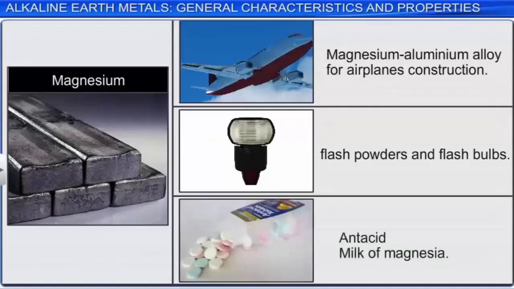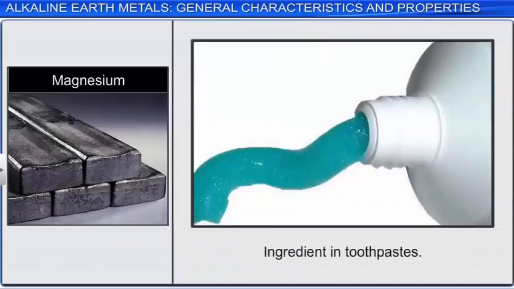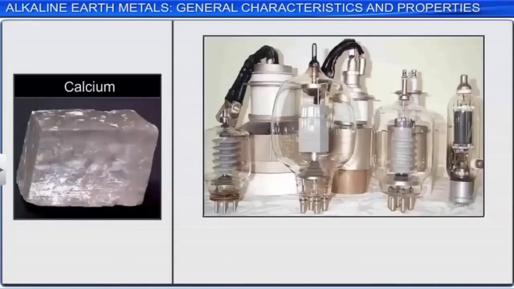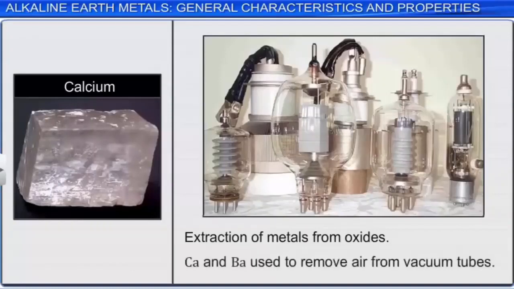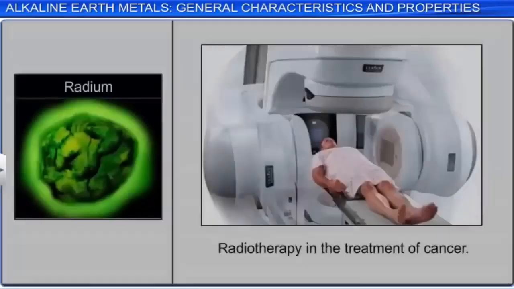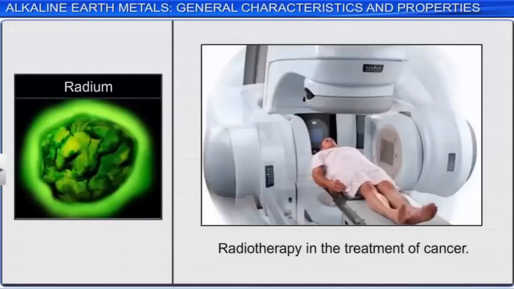Milk of magnesia, a suspension of magnesium hydroxide, is used as an antacid. Magnesium carbonate is used as an ingredient in toothpaste. Calcium is used in the extraction of metals from oxides when they are too difficult to reduce with carbon. Calcium, along with barium, has been used to remove air from vacuum tubes. The radioactive salts of radium are used in the treatment of cancer.